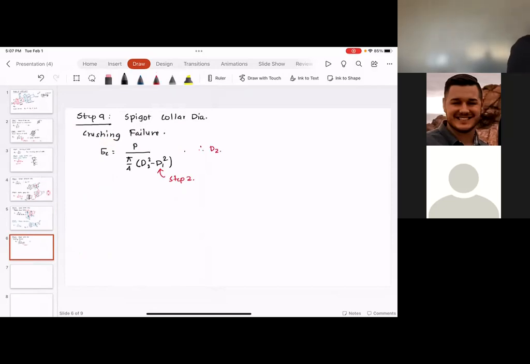Step 10, is Spigot collar thickness, and I just want to show you the failure.